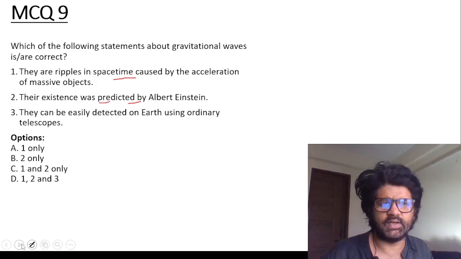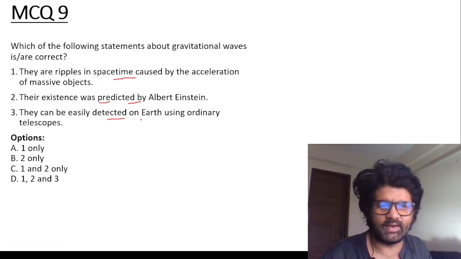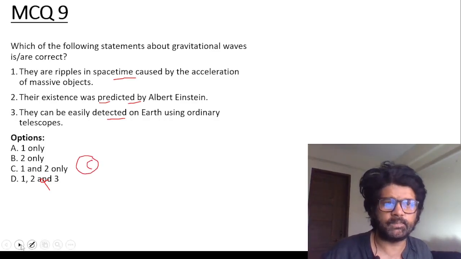So B is the answer, guys. And here they cannot easily be detected on Earth. So the third is wrong. If you eliminate the third, the answer is C, 1 and 2 only.